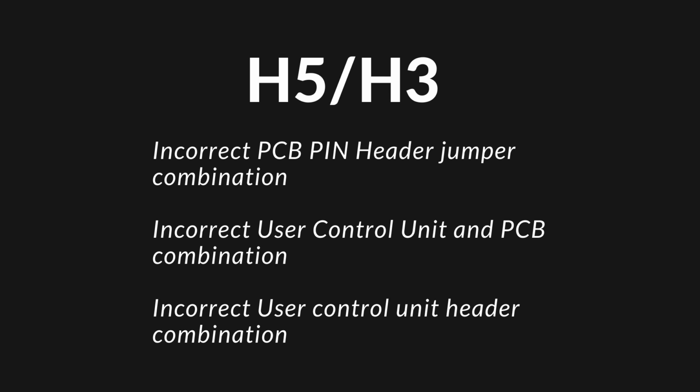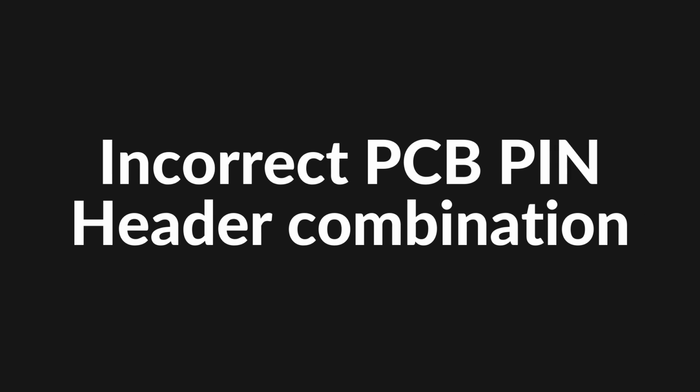If you haven't and you actually did absolutely nothing to your boiler, then you may need to just replace the PCB. But if you've gone ahead and done some work on your boiler and you've incorrectly installed the PCB, this is when you get these errors. So the first thing is the incorrect PCB pin header combination. This is the most common one, and there are many videos on this.